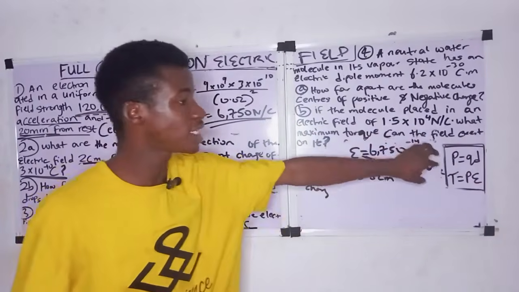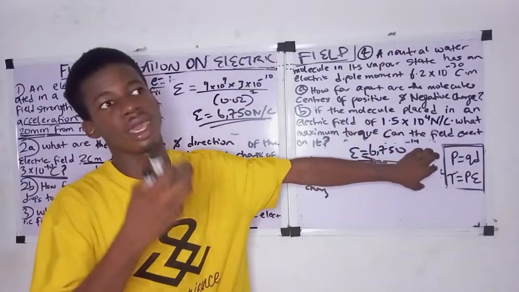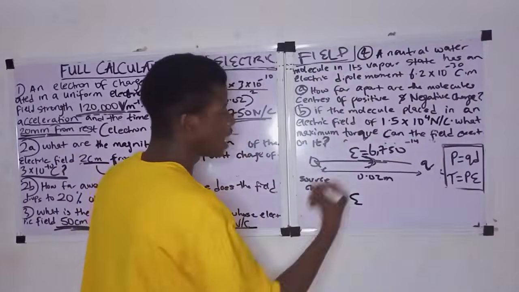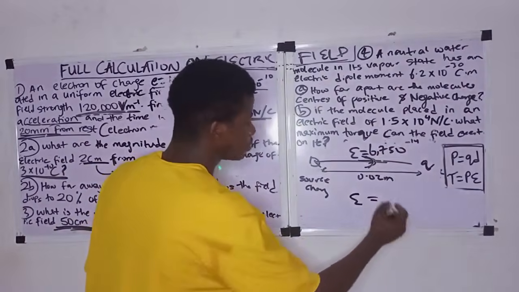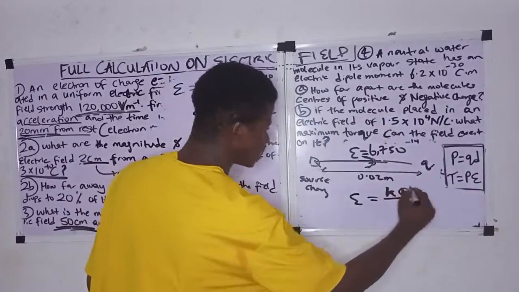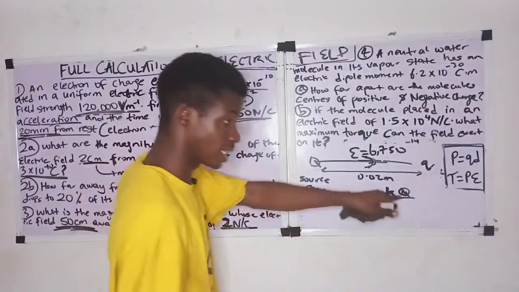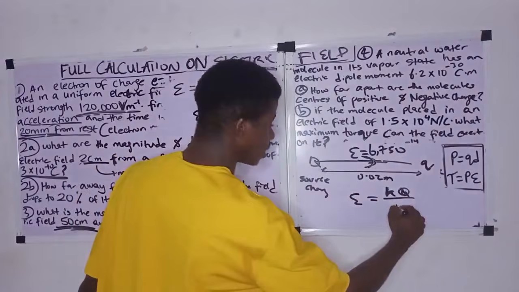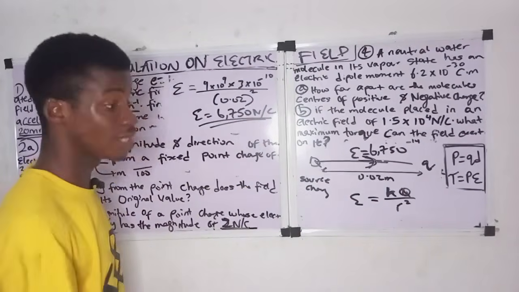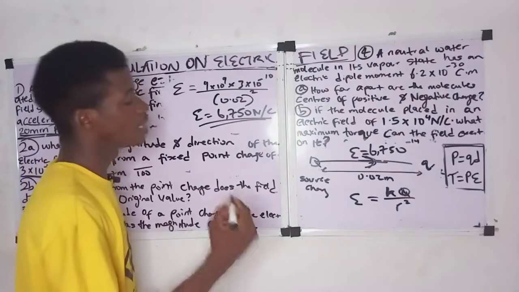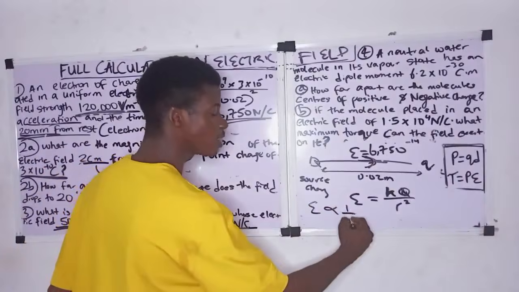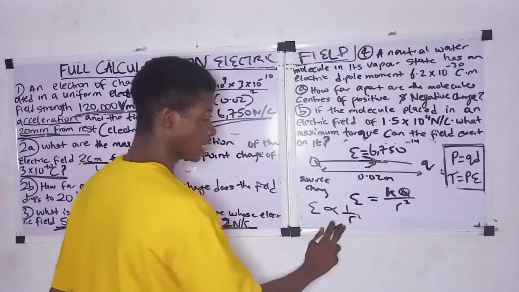If we are to take this normally, we all know this is the formula of electric field, right? Electric field is equal to K times charge divided by the square of the distance, right? Now, if you look at it very well, you find out the electric field is inversely proportional to what? It's inversely proportional to the square of the distance.